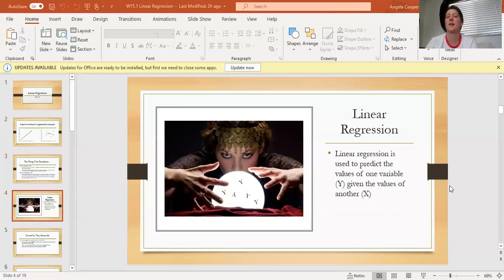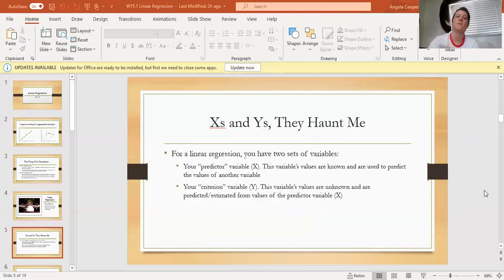Now, let's talk about linear regression. The key with linear regression is that it's used to predict the values of one variable, which will be our y, with the values of another, which is represented by x. So x is essentially predicting y. X comes before y, we're using x to predict y. So with linear regression, we're trying to predict the values of y using the values of x. So we have two sets of variables, like I mentioned, x and y.